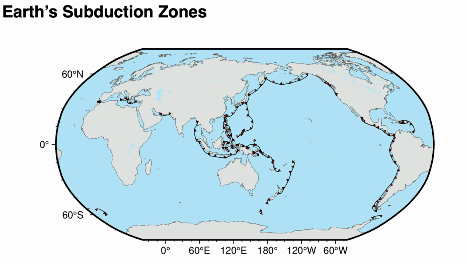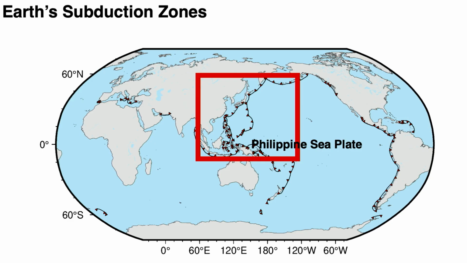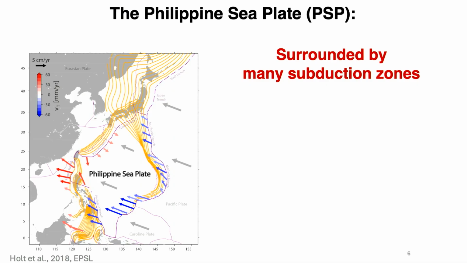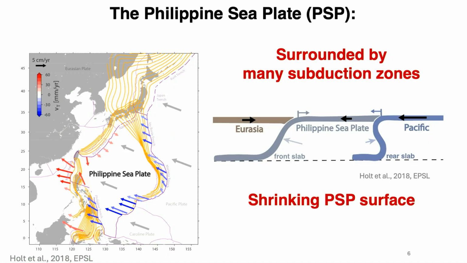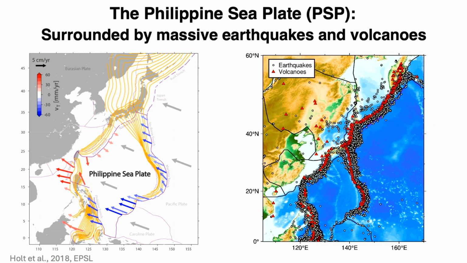And now let's look at where the subduction zones are around the world. We can see that one of the most active regions is the Western Pacific, which is around the Philippine Sea Plate. And if we zoom in, we use these red and blue arrows to show where the subduction zones are and their relative motions. We can see this Philippine Sea Plate is surrounded by many subduction zones, and it is even subducting itself. So it causes a shrinking surface here, and this is also why there are so many earthquakes and volcanoes. And remember, all these geohazards are related to these slab-mantle interactions around the subduction zone.